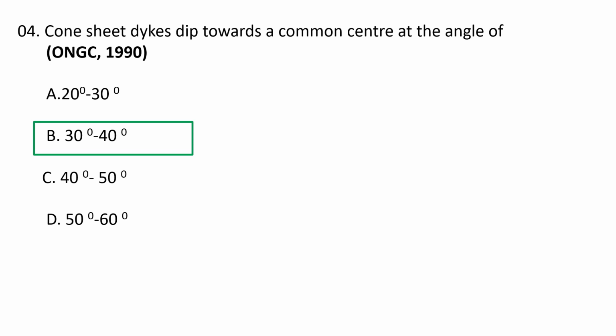Cone sheets form when magma is injected into a shallow magma chamber, which lifts and fractures the bedrock above it. The fractures take the form of a set of concentric cones which dip at a relatively shallow angle, and these cone sheet dikes dip towards a common center at an angle of 30 degrees to 40 degrees. So B is the correct answer.